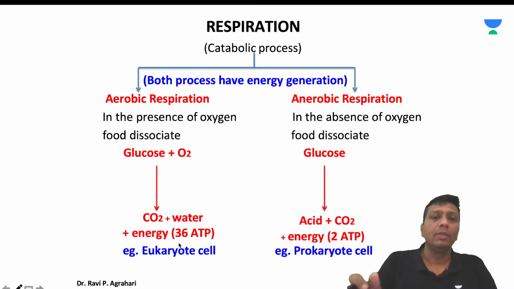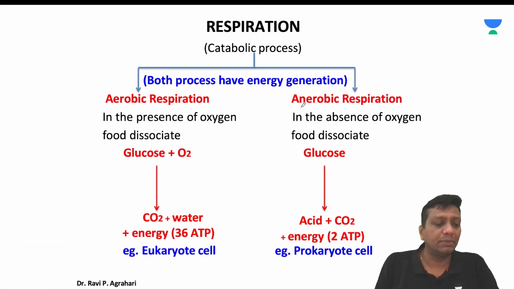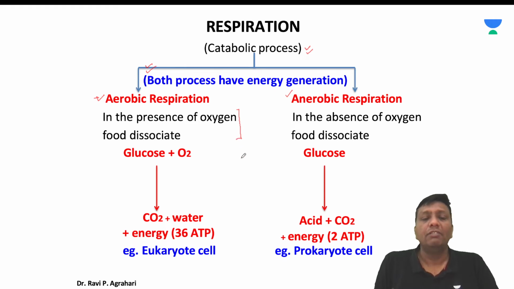You remember, guys. Another one is the respiration process. What is the respiration process? Here there are two types. Respiration, as you already know, is a catabolic process. There are two types of respiration, and the respiration process is involved in energy generation. The one is aerobic respiration and the second is anaerobic respiration. In aerobic respiration, food dissociates in the presence of oxygen for energy generation. Here glucose is the food, which dissociates in the presence of oxygen and then energy is formed.